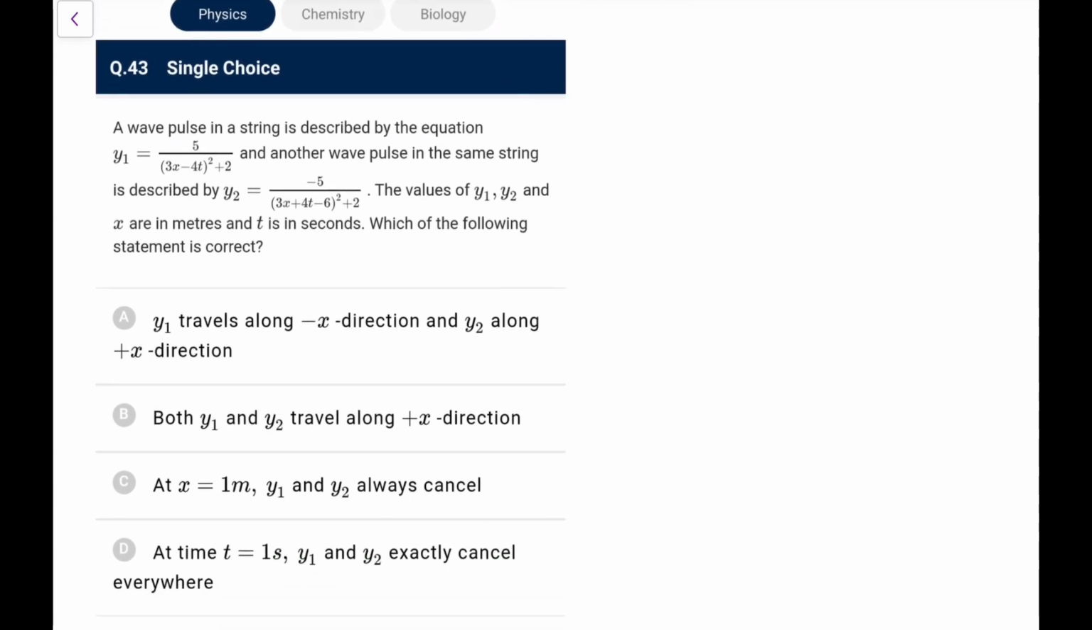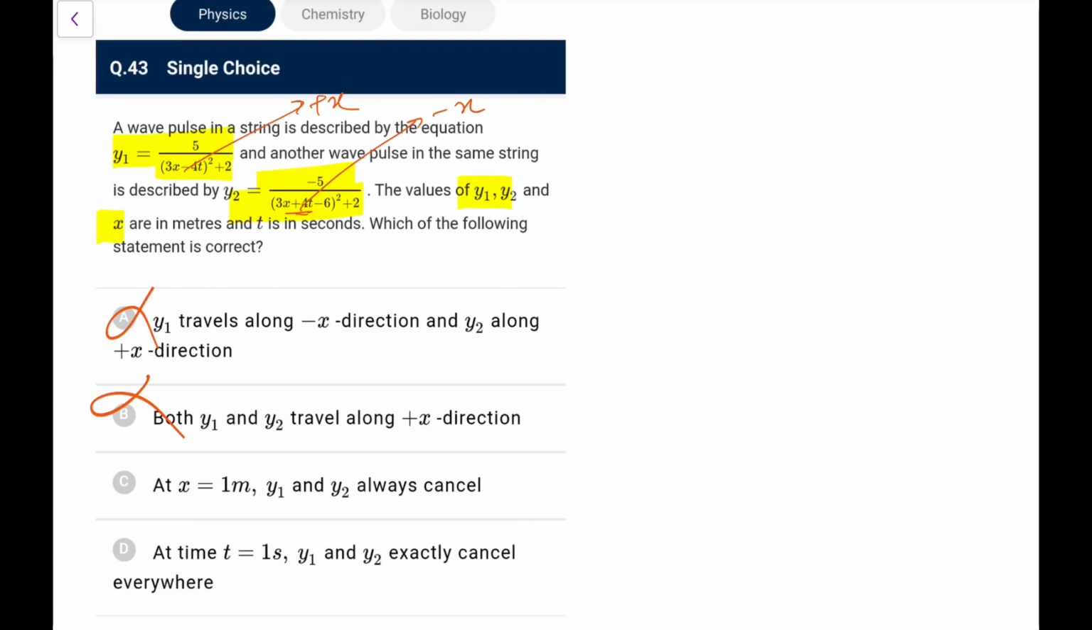Next, a wave pulse is described by this equation. Another wave pulse in the string is described by this equation. The value of y1, y2, x in meters and t in seconds. Which of the following statements is correct? Now the first one is of the form x minus vt, which means this one is going into positive x. This is of the x plus vt form, so this is going into minus x. So y1 travels along plus x and y2 travels along minus x. So the first option is wrong. Both travel along plus x would be wrong.